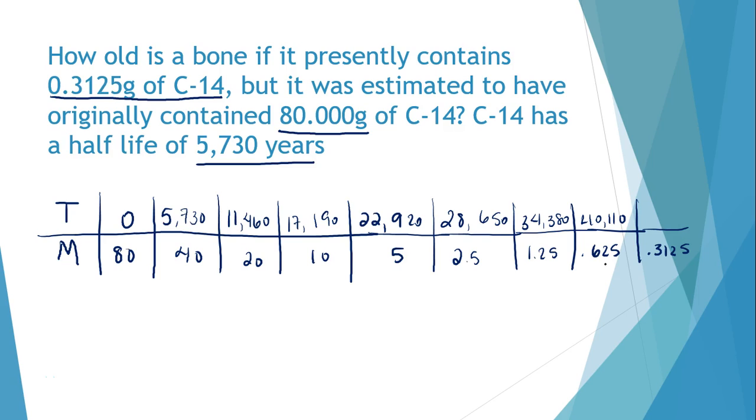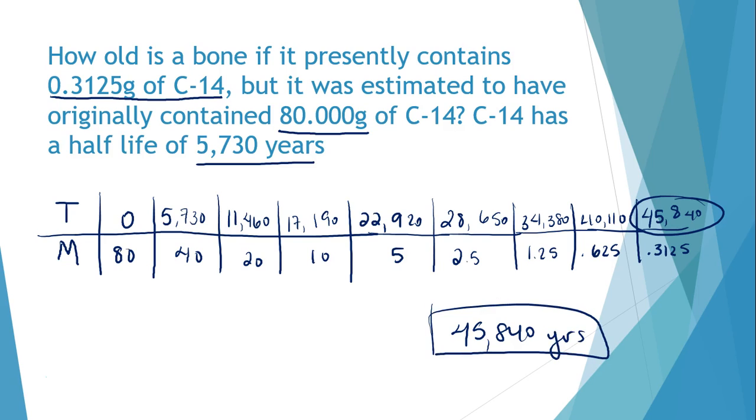How old is it if it has this many? So 45,840. There is my answer. 45,840 years. Now, is there a slightly easier way to have done this?